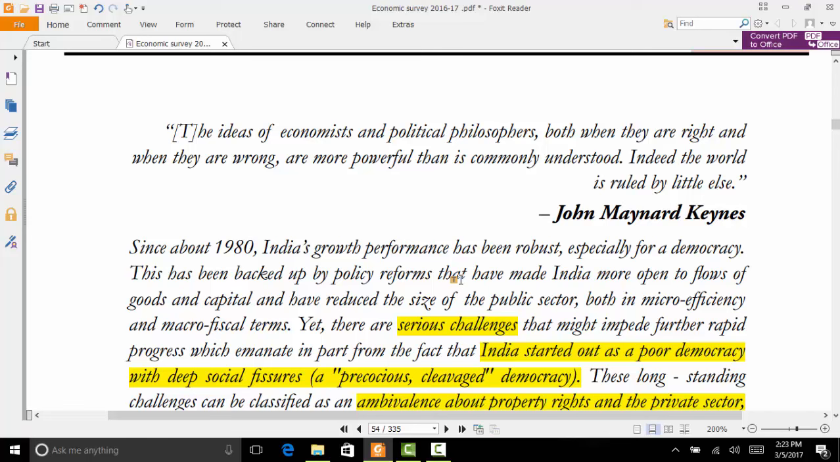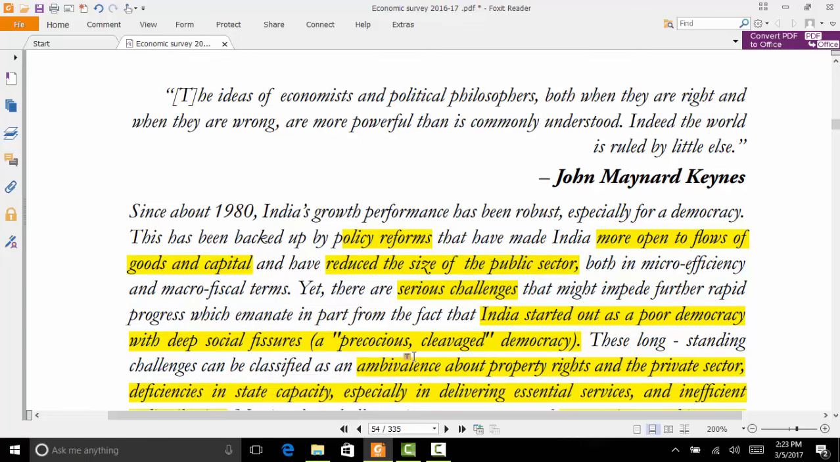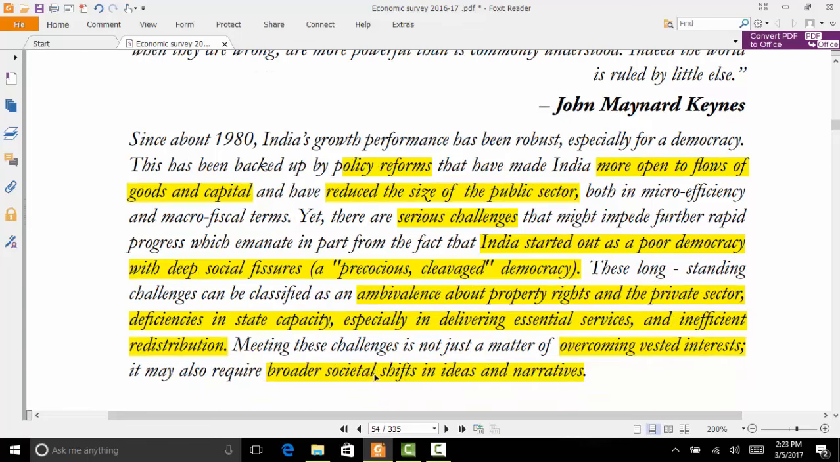Since about the 1980s, India's growth performance has been robust, especially for a democracy. This has been backed up by policy reforms that have made India more open to the flows of goods and capital, and have reduced the size of the public sector, both in micro efficiency and macro fiscal terms. Yet, there are serious challenges that might impede further rapid progress, which emanate in part from the fact that India started out as a poor democracy with deep social fissures, a precocious and cleavage democracy. These long-standing challenges can be classified as an ambivalence about property rights and the private sector, and deficiency in state capacity, especially in delivering essential services and in efficient redistribution. Meeting these challenges is not just a matter of overcoming vested interests, it may also require broader societal shifts in ideas and narratives. So now the task is yours.